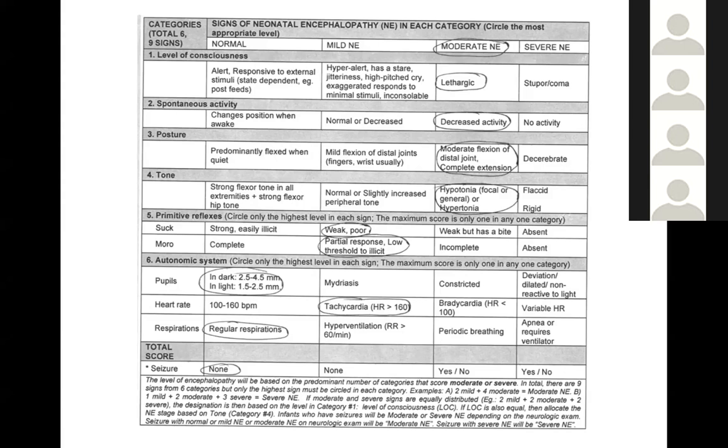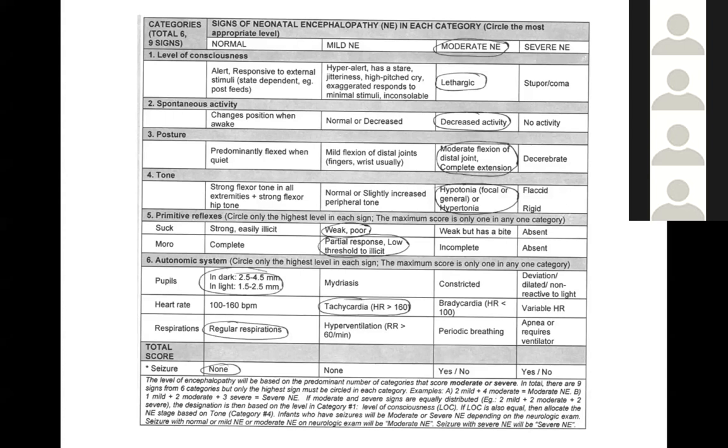Primitive reflexes: suck is weak and poor, and there's a partial response on Moro. So both are under mild, so you give one under mild. Autonomic nervous system: your pupils are normal, that's under normal, but the baby has tachycardia, so that is scored under mild. So altogether, you've got four scores in moderate and two in mild.